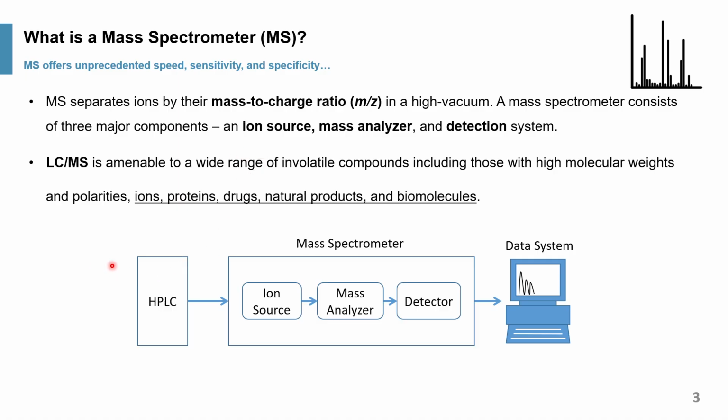LC mass spec is liquid chromatography coupled to a mass spec. It's amenable to a wide range of involatile compounds, including those with high molecular weights and also different polarity. Some of the examples are ions, proteins, drugs, natural products, and biomolecules. So here is a schematic of the HPLC coupled to a mass spec consisting of three different major parts.